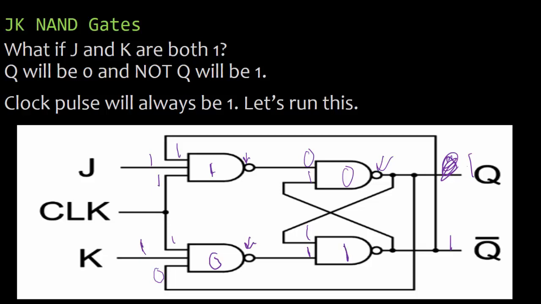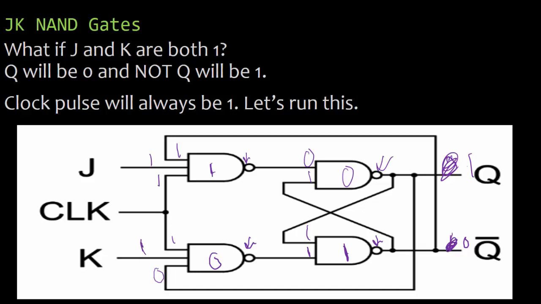1 and 1 is 1. We invert that, which becomes a 0. If I bring this 0 up here, 0 and 0 still give me 0. We invert that, becomes a 1, and that gets carried down. When you are loading the value of Q into K or the value of not Q into J, you must load what it is at the start. That way it will run.